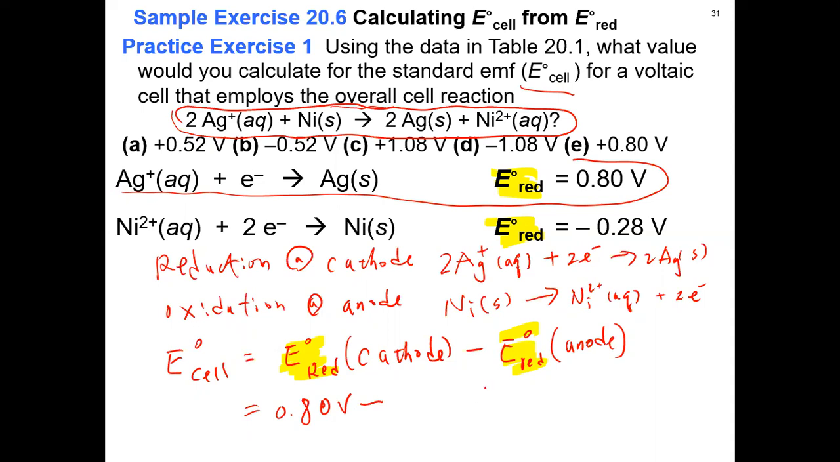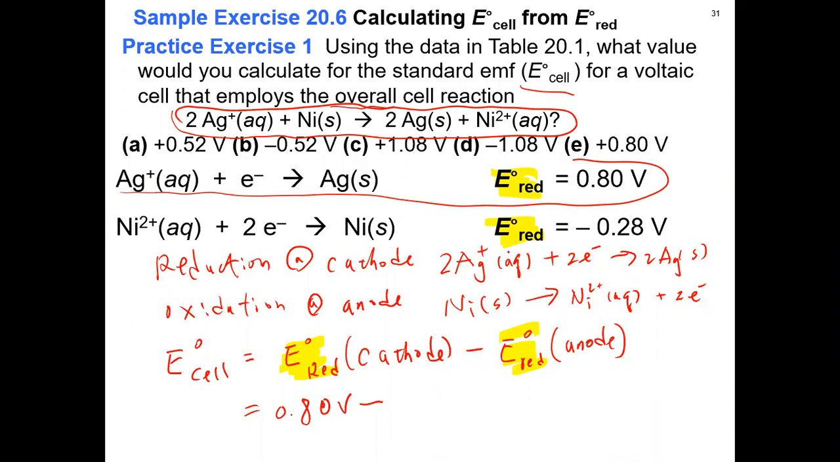The problem is sometimes you get confused. You see on the anode, I have this reaction. On the anode, I have nickel solid produce nickel ion. But the table gives me nickel 2 plus ion produce nickel solid. So what should I do? Should I reverse the reaction or should I reverse the sign? Some books do that, then you will have a different sign for this guy. But this book is written as minus this E reduction of anode.